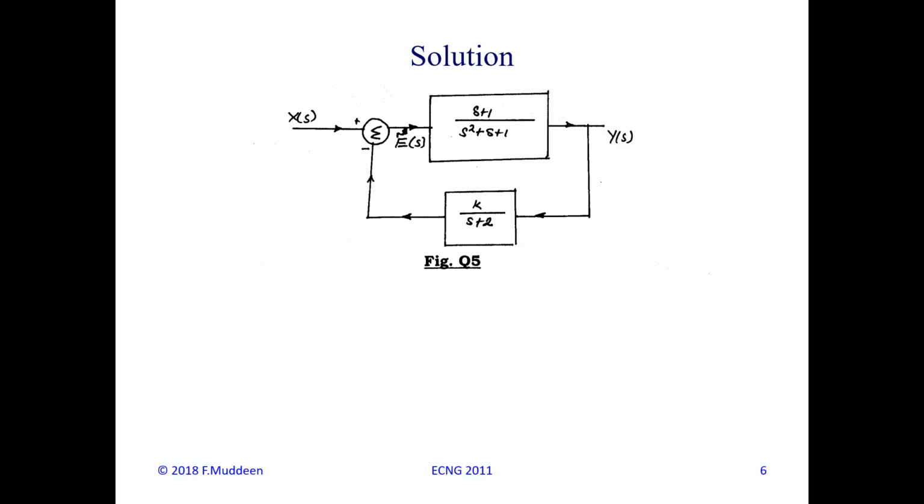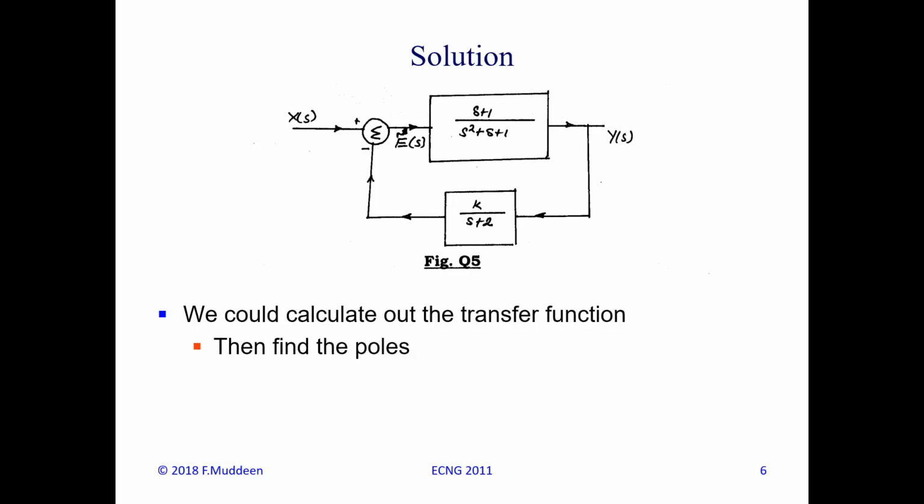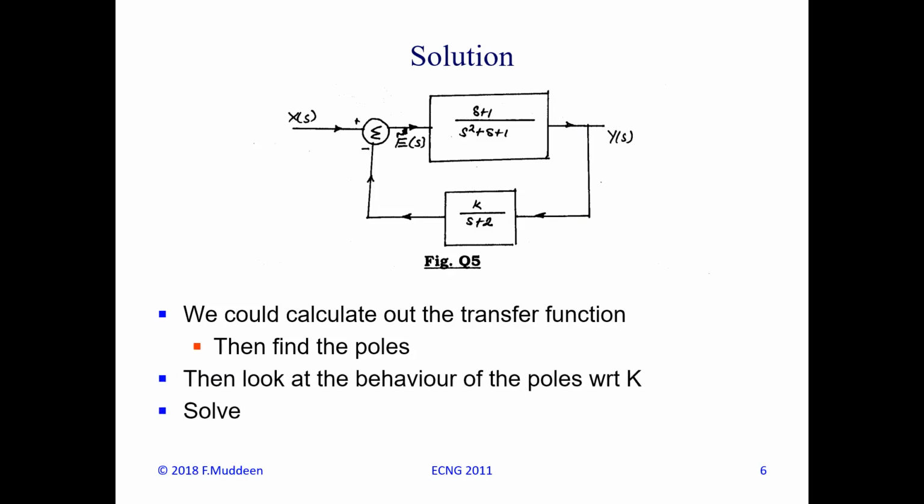So we can basically calculate the transfer function, and then we can factorize the denominator and find the poles, and then look up the behavior of the poles with respect to k, and solve accordingly. But we want to come back to this in a little while.